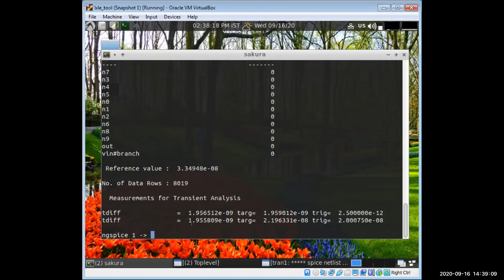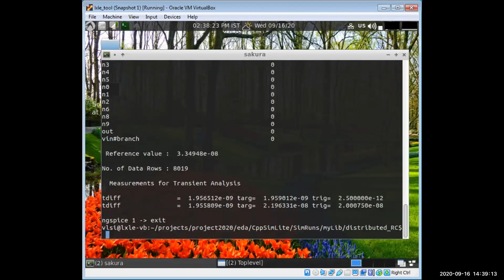So here we are getting 1.95, and let's compare it with the lumped RC network. You can see the delay will be the same as before. So we are getting a much more accurate delay in this case. Now let us do it for the T model. You can also do it for the T model, but now what we can do is we will invert.